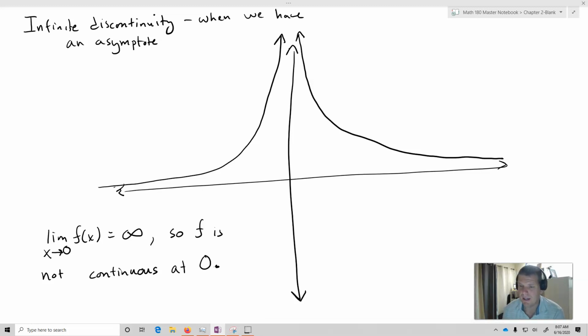That's an infinite discontinuity. It doesn't have to be both going up towards positive infinity. One could be going towards positive infinity, the other going to negative infinity. But the asymptote represents a discontinuity. It's breaking up the graph. It's breaking up this function into separate pieces that we can't actually deal with. So consequently, this is what we call an infinite discontinuity.